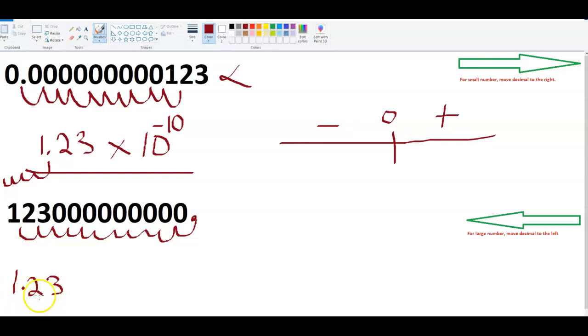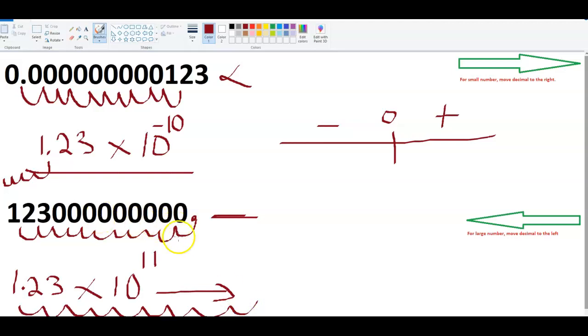So this will be my coefficient, 1.23 times 10. What power is that? How many times did I move it? Which is 11. So if I want to write this number in the standard notation, which is what I have here, I have to count 11 places to the left. Sorry, to the right, because of the sign. I have to move that decimal point 11 places to the right in order to get my original number. That's simply what scientific notation is all about.